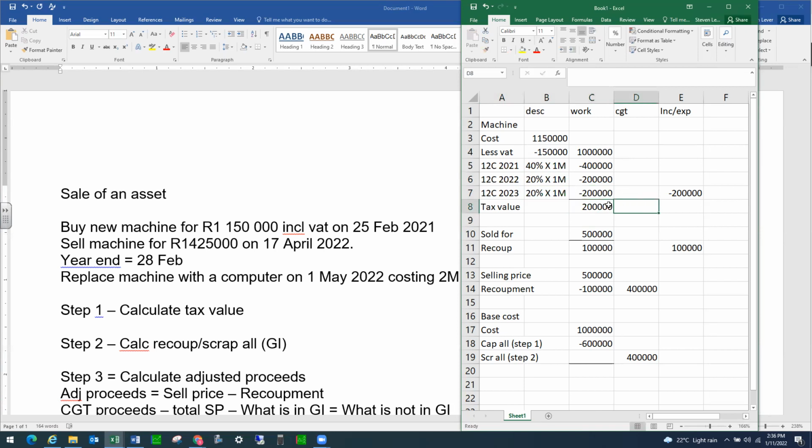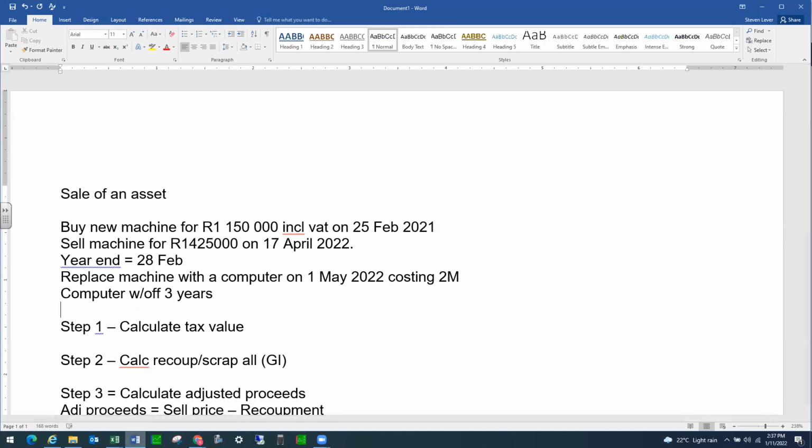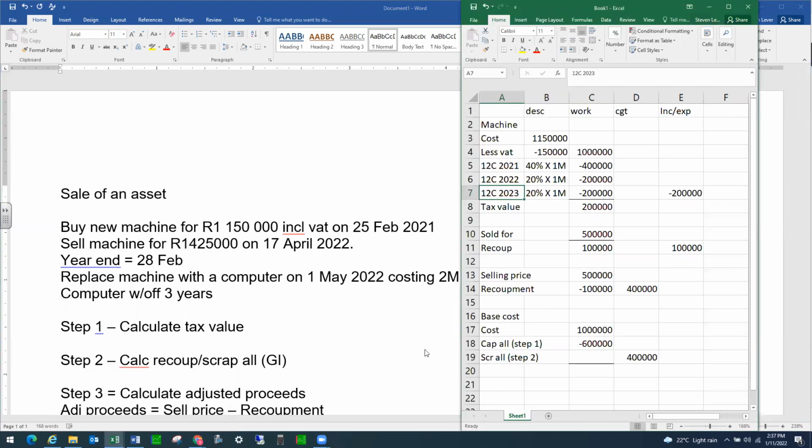Is the section 11E capital allowance the only one that's apportioned? Yes, and I put one in here for this example. We've got a computer, which I'm going to show you. With 11E, they have to tell you how many years computers get written off over. How many years are computers written off over? 3 years. What I'm trying to show you is that it's exactly the same steps for the adjustments. So there's still the 200,000 Rand capital allowance there.